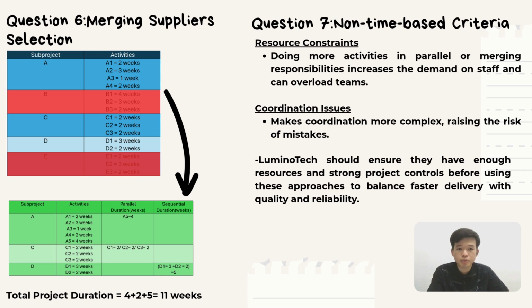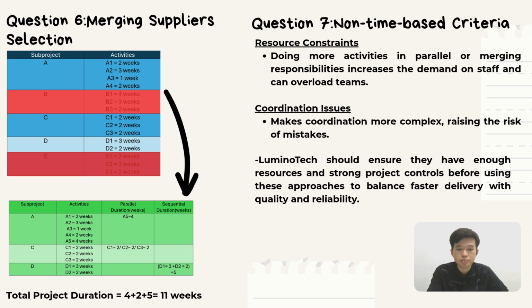Looking at the table below, within sub-project A, all 5 activities now run at the same time, so the duration for sub-project A is determined by the longest task, which is A5 at 4 weeks. After sub-project A is complete, the project continues with sub-project C, where all 3 activities, C1, C2, and C3, can run in parallel, so this phase only takes 2 weeks. Finally, sub-project D has 2 activities, D1 and D2, that must be done sequentially, so taking a total of 5 weeks.